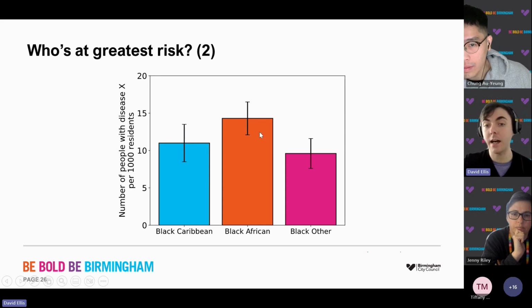You might be able to say it's higher than Black other, but again, now we can't say with statistical certainty that the rates for Black Caribbean are higher than Black other. And so it's important to do our statistical due diligence and calculate these uncertainties before we make any claims about the differences in rates between different groups.